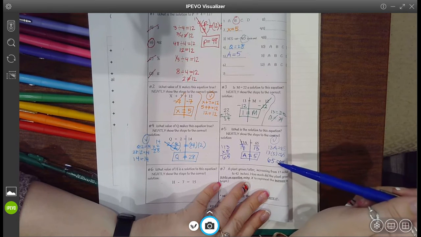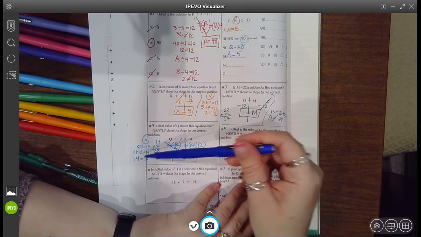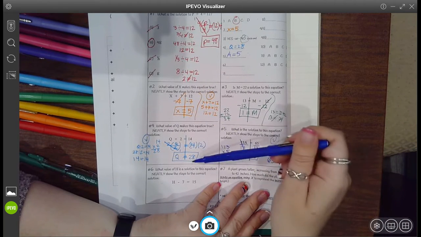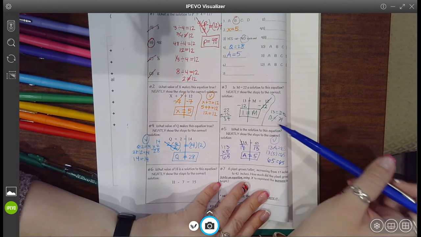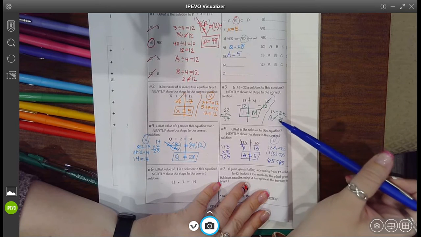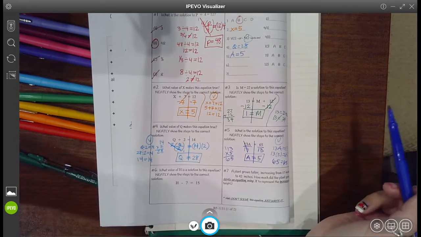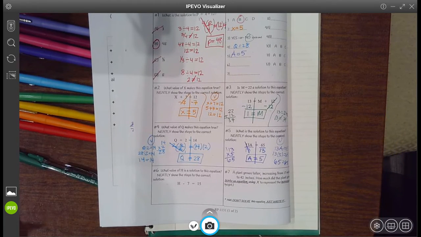65 is not the answer. That was just to see that it ended with a true statement, like 65 equals 65, 14 equals 14, 12 equals 12. That's a true statement. So we knew 5, 28, and 5 were the right answers. This one ended with an untrue statement. So we knew that 22 was not the right answer. All right. I think we've killed that, right?